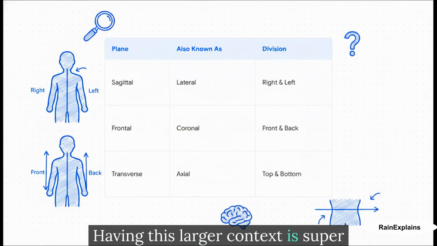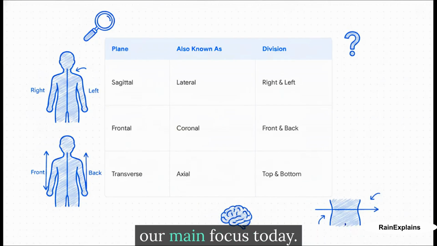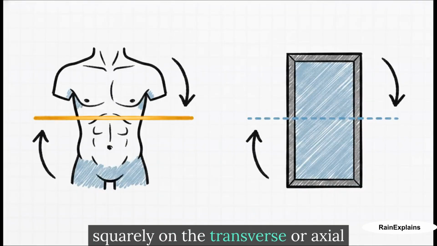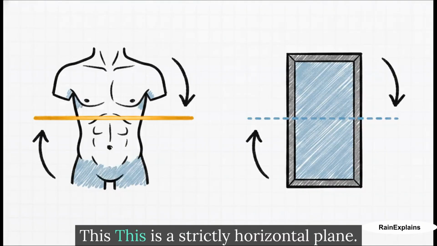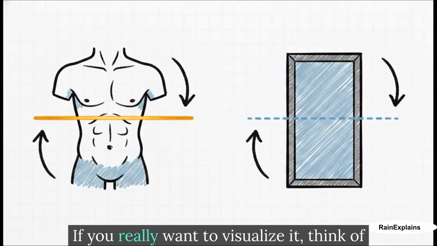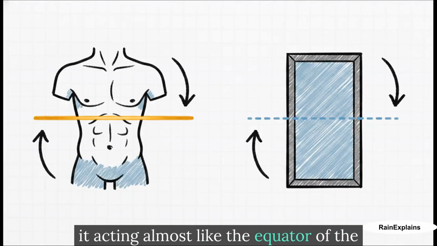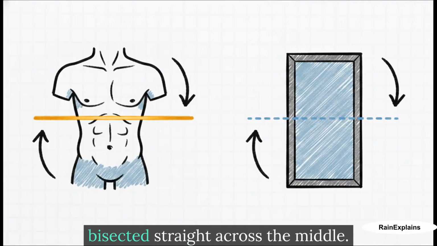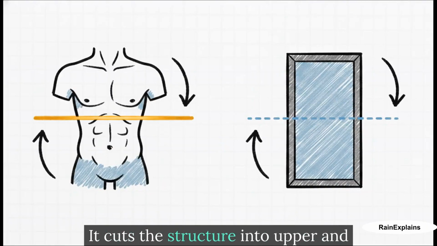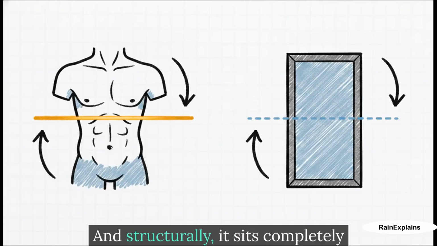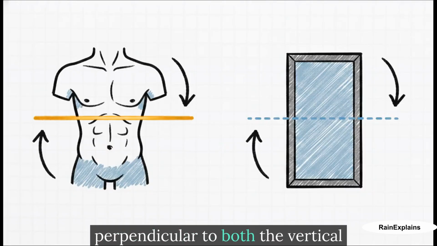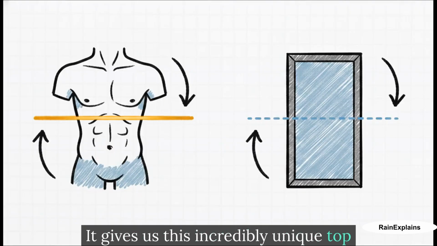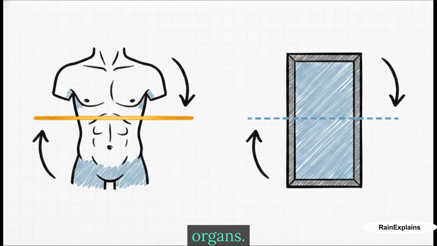Having this larger context is super important because it sets the stage for our main focus today. So, we are going to put the spotlight squarely on the transverse or axial plane. This is a strictly horizontal plane. If you really want to visualize it, think of it acting almost like the equator of the human body. Or actually, imagine that classic magician's illusion where a box is bisected straight across the middle. It cuts the structure into upper and lower parts. And structurally, it sits completely perpendicular to both the vertical sagittal and frontal planes we just looked at. It gives us this incredibly unique top-down or bottom-up view of the internal organs.